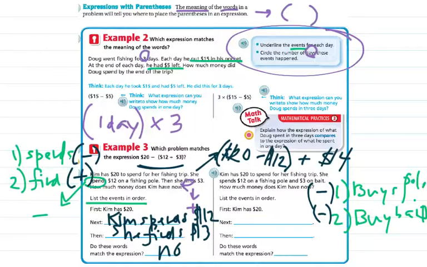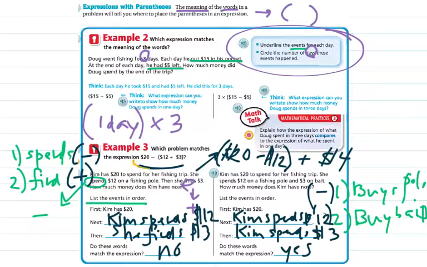So it says first Kim has $20, next Kim spends $12 first. She bought the pole and then she bought the bait for $3. And it says, do these words match expressions? Yes, because if we go back up to the original expression, we know that we have to total the amount that she spent and then subtract it from the amount that she started with, which was $20.